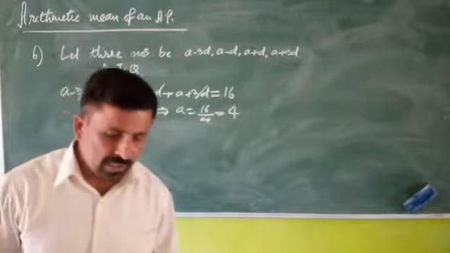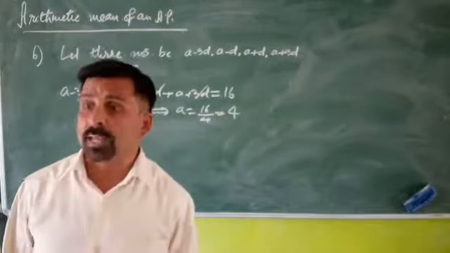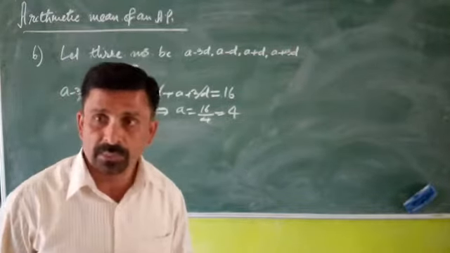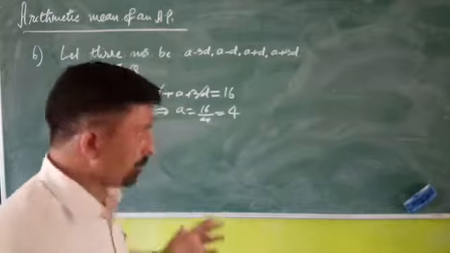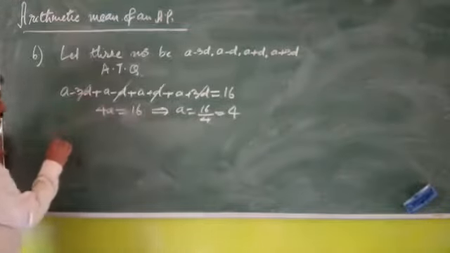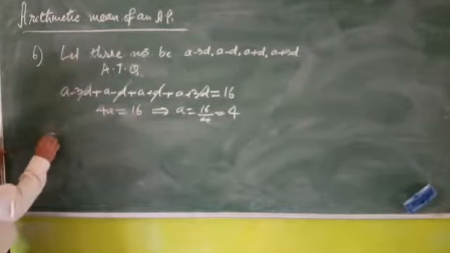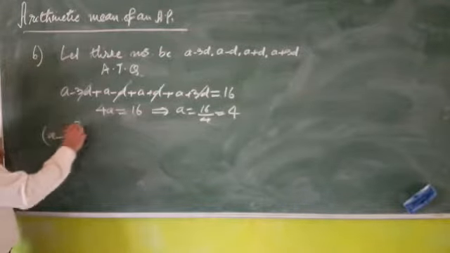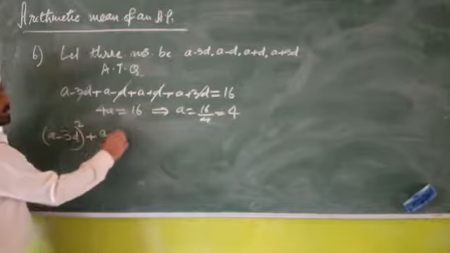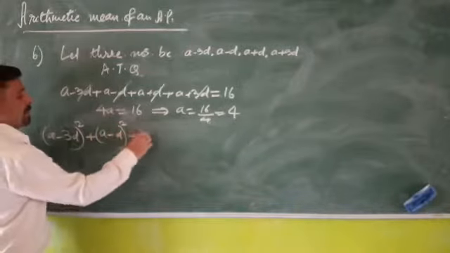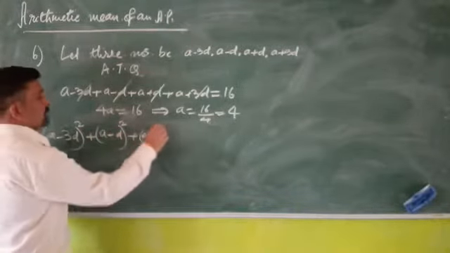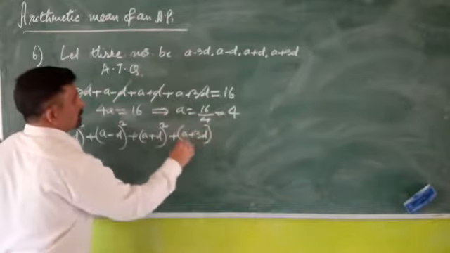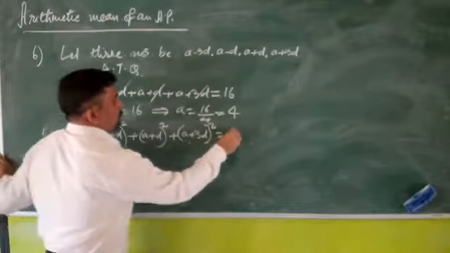Now another condition of this question says that the sum of their squares is 84. Sum of their squares is 84. So according to the condition, we will write down another equation. Sum of their squares, that is A minus 3D whole square plus A minus D whole square plus A plus D whole square plus A plus 3D whole square. This is equal to 84.